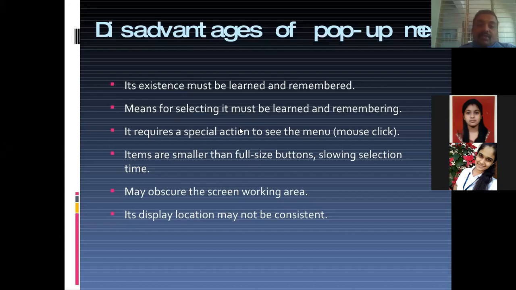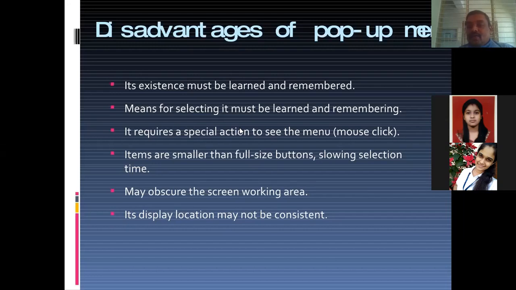Next, items are smaller than a full size button, slowing selection at times. The full size buttons appear normally, but the items here may be smaller than the actual ones, and may obscure the screen working area.